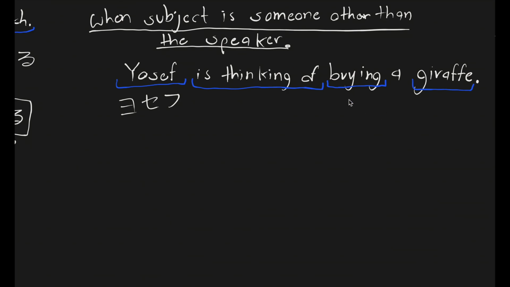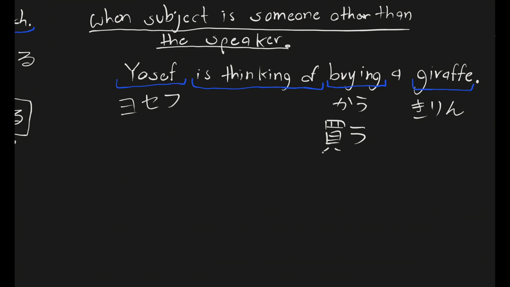So let's go over buying. The vocab word for that would be kau, or to buy is kau. If you want the kanji for that, here's the kanji. Kau. And then giraffe would be kirin. There we go. Kirin, giraffe.